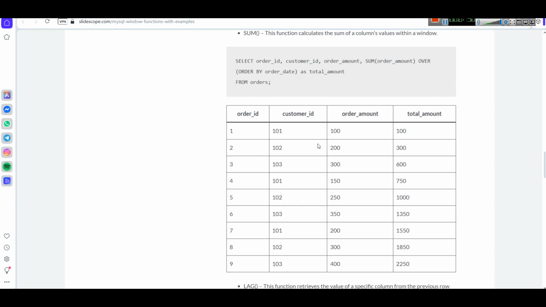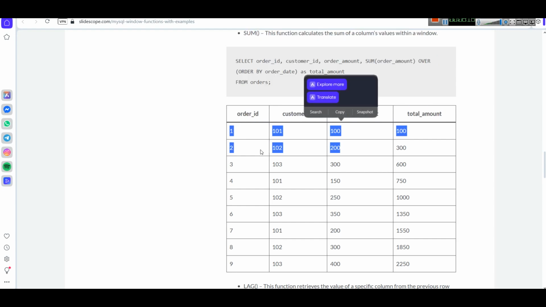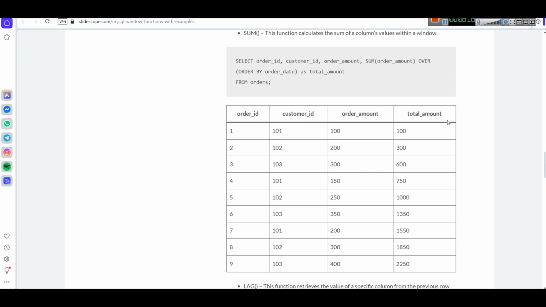So are you getting this? Here the total amount is 100 because there is nothing above it. So total amount till now is 100. What is the running total of order amount till this row? 100, right? But what is the running total of order amount till the second row? This running total amount 300 comes from 100 plus 200.